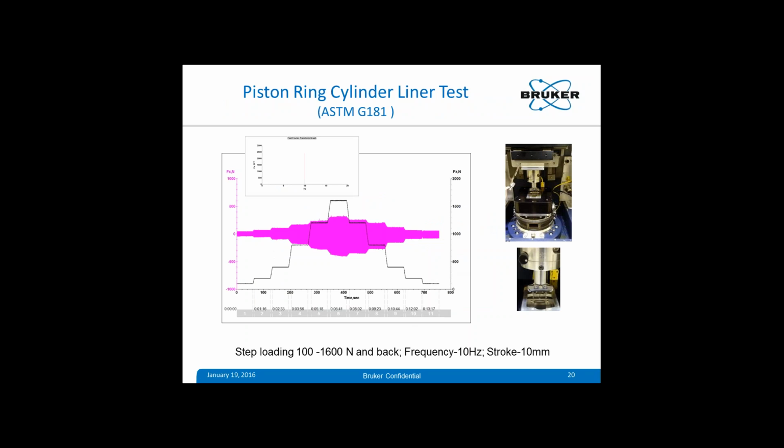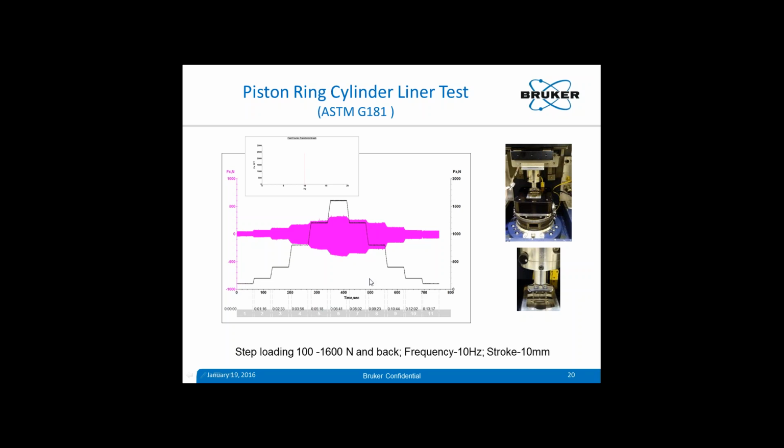Piston ring cylinder liner test. This is another test important for automotive industries. This is basically called an engine test, and it is described in ASTM Z181 in greater detail. This particular test is done with step loading.